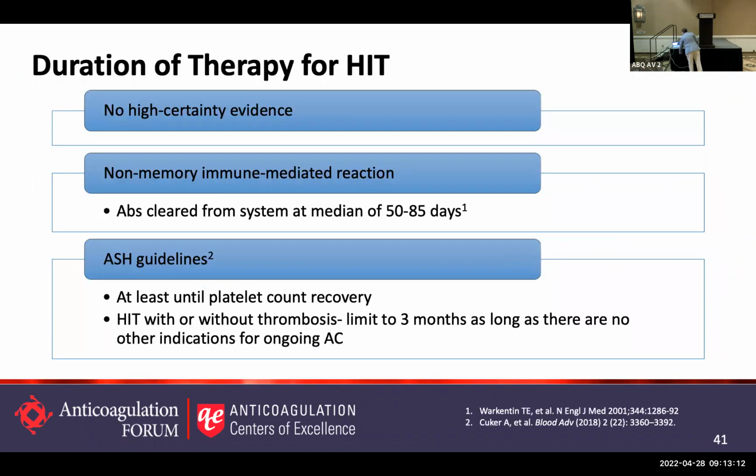All right. So we don't know exactly how long to treat these HIT patients, but remember, I mentioned it's an immune-mediated reaction, one of the most fascinating disease states because it's a non-memory immune reaction, okay? So the antibodies are actually cleared from the system at about 85 days. So we generally say, if you have to anticoagulate, do it for about 3 months, 90 days, and then you can call it good as long as the patient doesn't have any other reason to be anticoagulated. And if they have to be re-exposed, you can do that in a very cautious manner for a very short period of time, such as cardiac invasive surgery, okay?